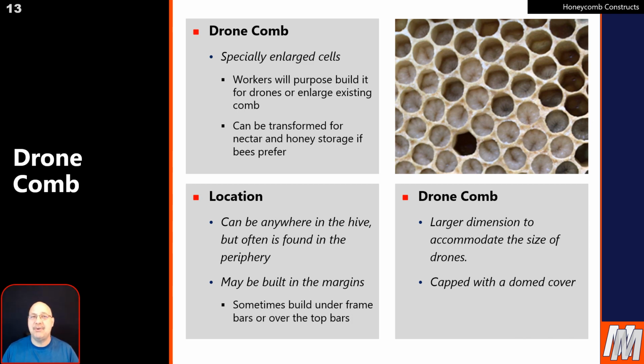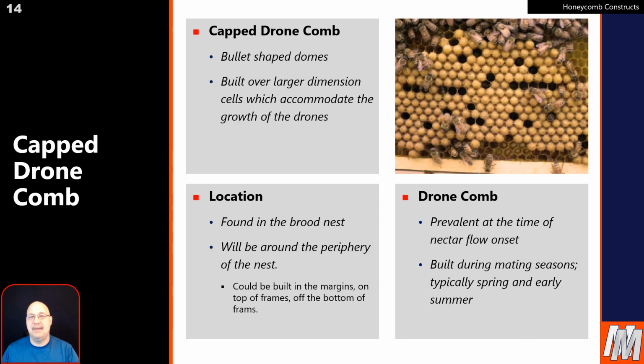If you find broken cells with exposed larvae when inspecting hives, oftentimes it is fractured drone brood cells built in the margins. Capped drone comb differs from worker comb in that the cappings have slight domes to them and they cover cells that are a little bit deeper than a conventional worker cell because drones are bigger.